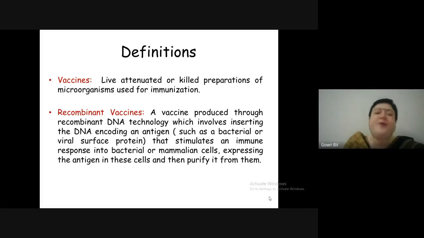Simple, to make you understand this definition: there is something called a surface antigen in a virus, and of course antigenic determinants in a bacterial cell. So you will remove the DNA that codes for it, you will clone it in a vector molecule, you will insert it in a non-pathogenic strain and purify it. That is what a recombinant vaccine is.